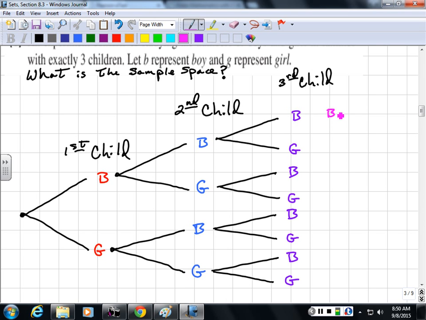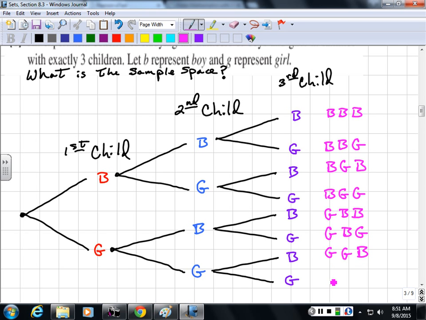This will be boy, boy, boy, boy, boy, girl. This will be boy, girl, boy, boy, girl, girl, girl, boy, boy, girl, boy, girl, girl, girl, boy, and then finally girl, girl, girl. I have 8 possibilities. So a family that has 3 children will have one of these possible combinations.